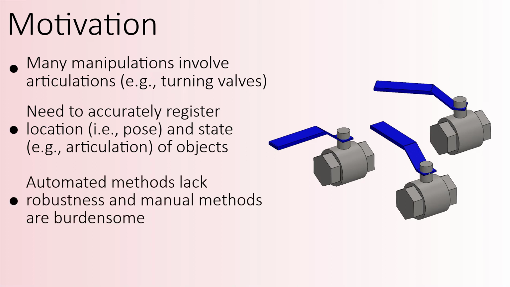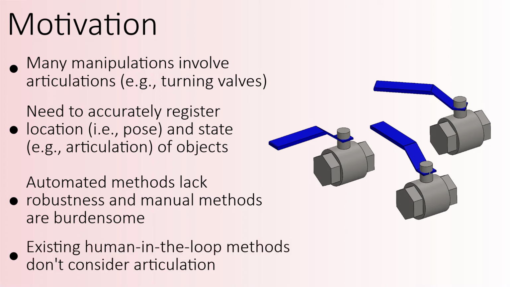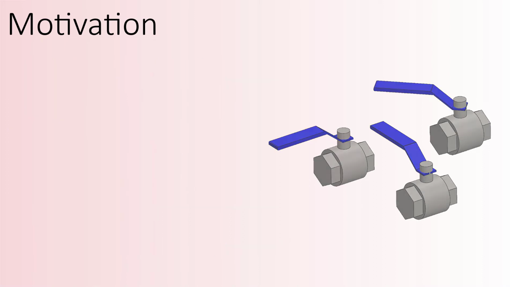Unfortunately, existing automated methods for recognizing articulated objects lack robustness for use in mission-critical environments, and manual registration methods are burdensome for users. While some human-in-the-loop, semi-automated methods for registration have been proposed previously, they do not consider articulation and the corresponding impact to the object geometry.